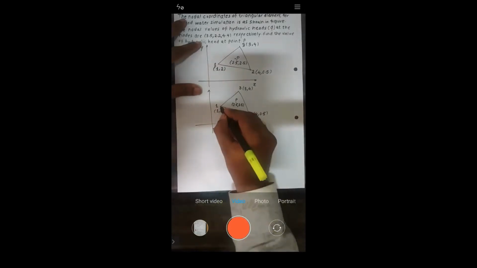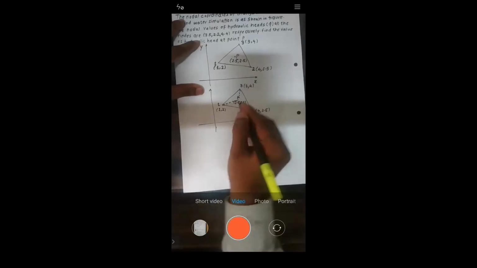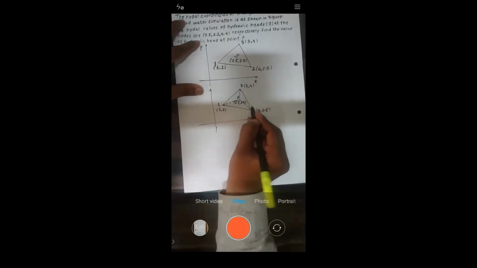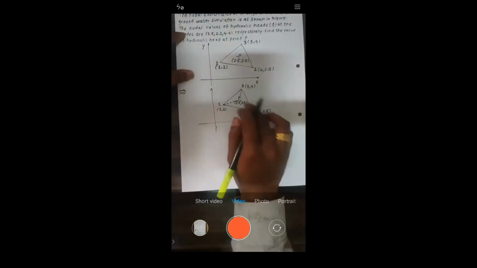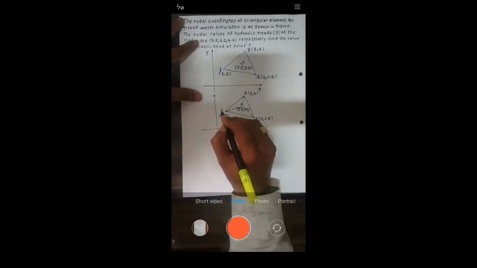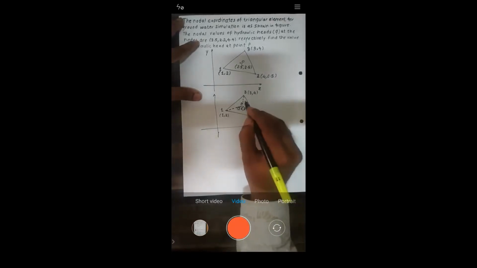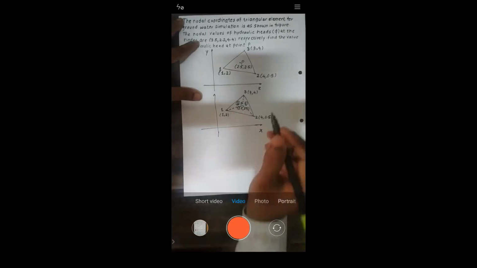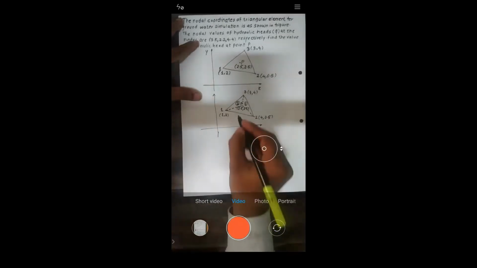Now we need to connect this point P to every node. Okay, so I will connect this point P to every node. When you connect this point P to every node, what happens? This entire triangle 1, 2, 3 gets split into 3 triangles, right? Whichever triangle is in front of node 1, I will call this triangle number 1, right? Whichever triangle is in front of node 2, I will call this triangle number 2. And the triangle which is in front of node number 3, I will call this triangle number 3, right?